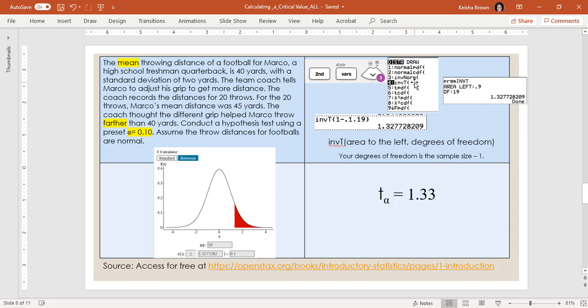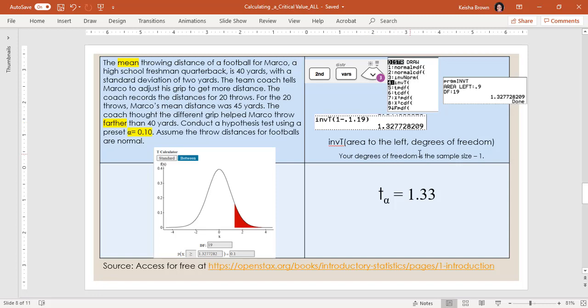So if you do not have the inverse t function, then there were 2 options that I showed you earlier. So you can use a website to figure out the t value, or you can download the program onto your calculator. So if you have the inverse t function, inverse t takes the area that's on the left. Since this is a right tail problem, you have to find the complement. So you have to do 1 minus whatever alpha is, comma, your degrees of freedom.